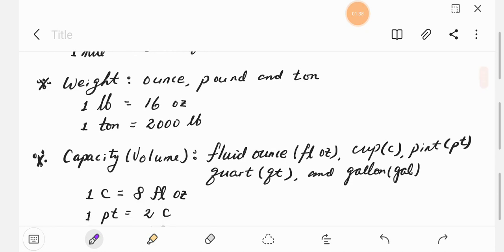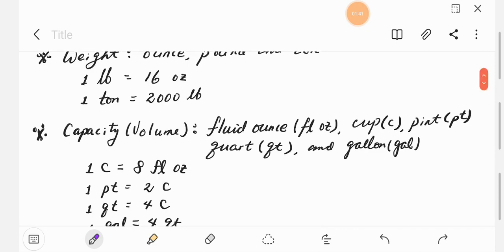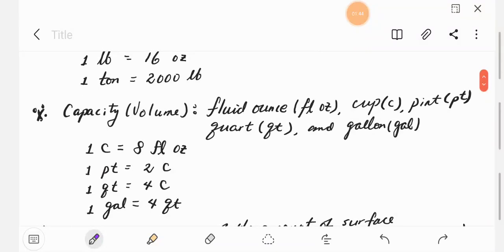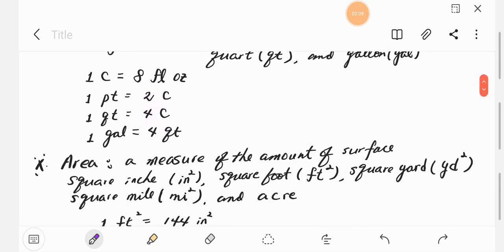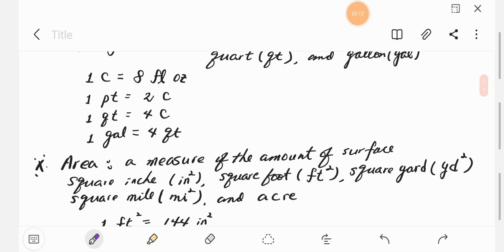And capacity, the volume. The units for the volume are fluid ounce, cup, pint, quart, and gallon. There are so many, 5 of them. So 1 cup is equal to 8 fluid ounces, and 1 pint is 2 cups. And 1 quart is 4 cups. 1 gallon is equivalent to 4 quarts. We use gallons when you put gas, right? So 1 gallon is 4 quarts.